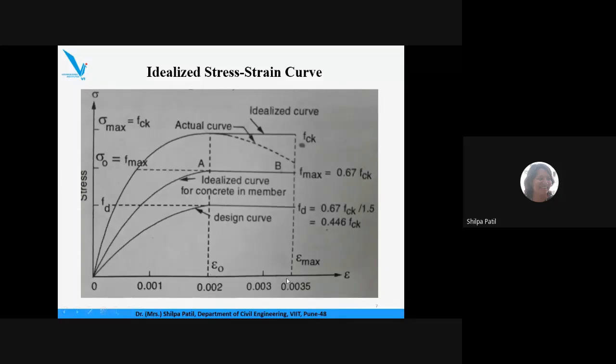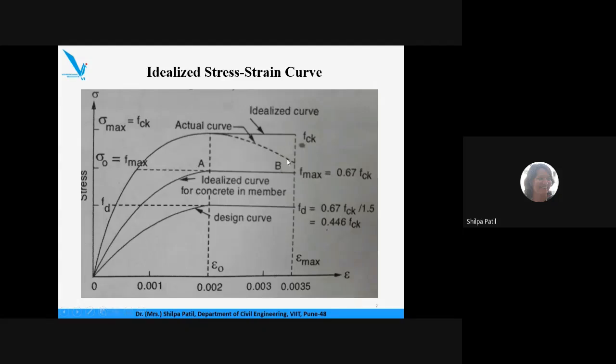Beyond that, whatever the strain, even if there is stress, that is, the material has a capacity to carry little strength or higher strength, we are completely ignoring it. So the actual curve is like this. See, beyond the ultimate strain value, the stress values start falling down. So there is no meaning in considering these additional stress and strain values.